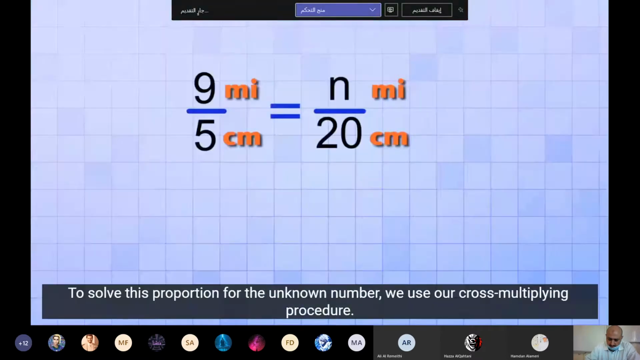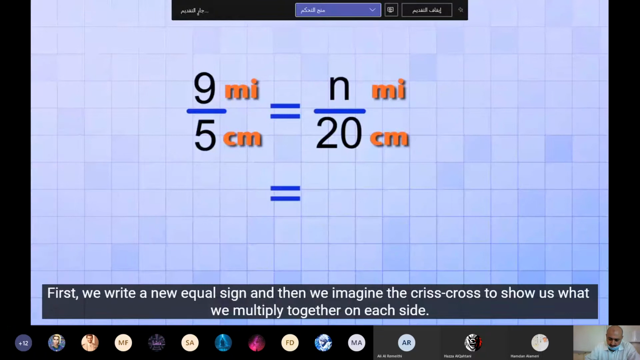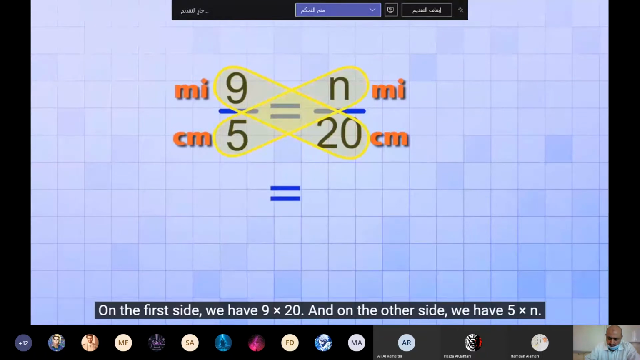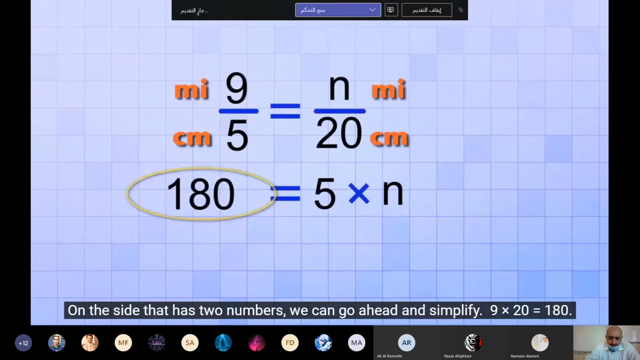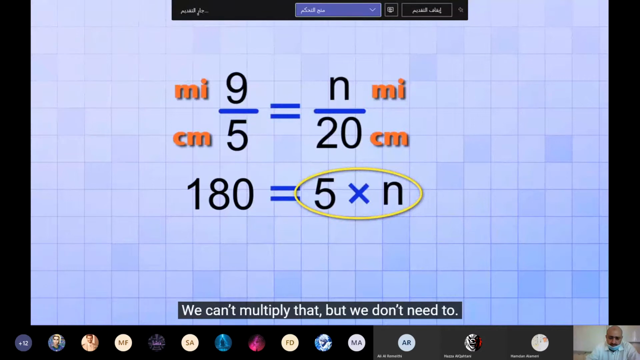To solve this proportion for the unknown number, we use our cross-multiplying procedure. First, we write a new equal sign, and then we imagine the crisscross to show us what we multiply together on each side. On the first side, we have 9 times 20, and on the other side, we have 5 times n. On the side that has two numbers, we can go ahead and simplify. 9 times 20 equals 180. On the other side, we have 5 multiplied by our unknown value, n. We can't multiply that, but we don't need to.